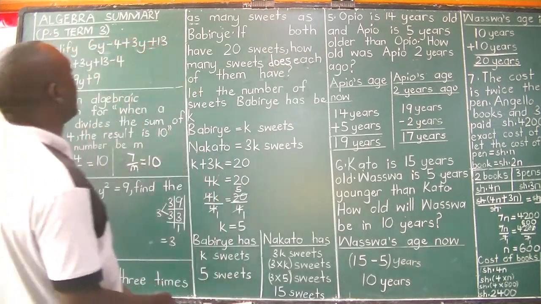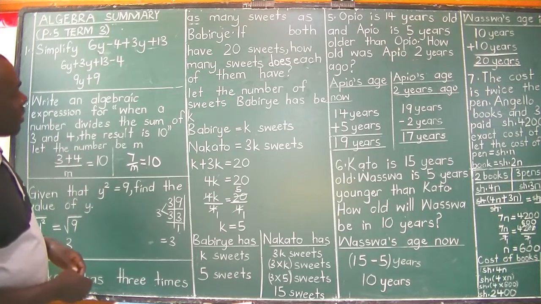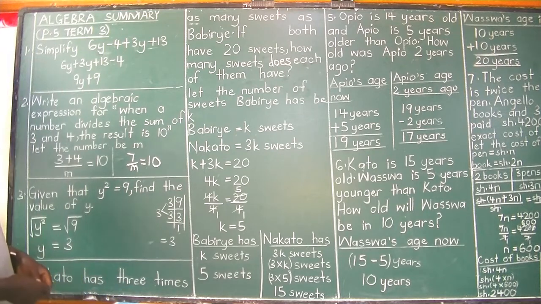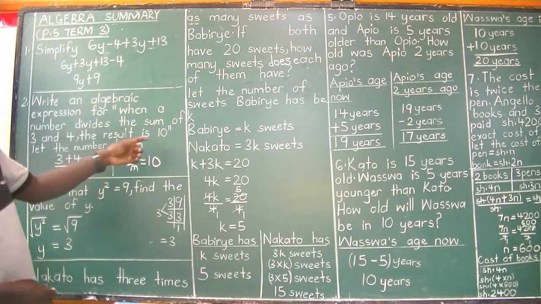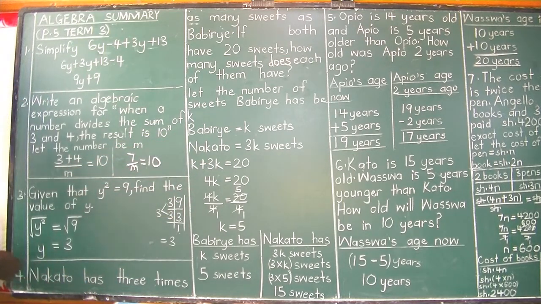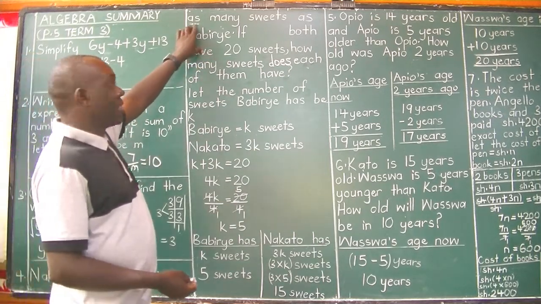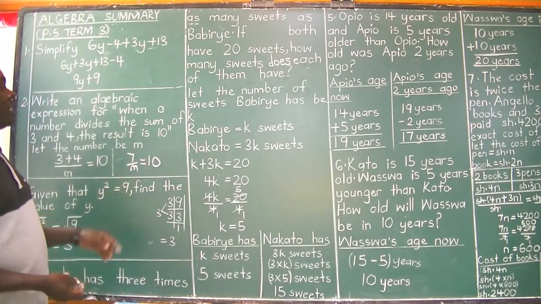Okay. Now here is the word number, which when understood is going to be easy. And now we don't know what each of them has in terms of sweets. We then create an algebraic equation. So we say let the number of sweets Babidi has be the letter K. Normally we suggest that the person has got less. Nakato has 3 times as many sweets as Babidi, so Babidi has the lesser number. So we say let the number of sweets Babidi has be a letter.